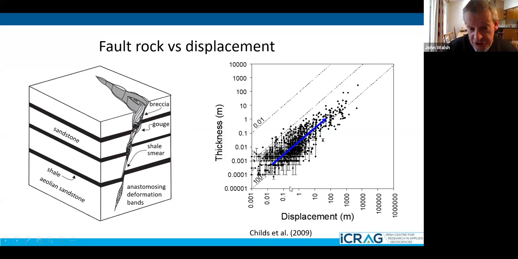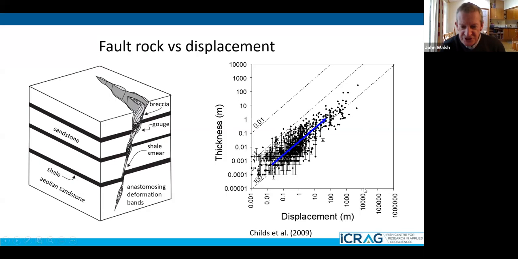But what about the faults again? I'm going to get back to this. This is the plot of thickness against displacement. And you can see these are on a logarithmic plot. As a fault gets bigger displacements, it gets more fault rock. Now, it's on a log-log curve, and that covers a multitude of sins. It's very forgiving. But we have to plot them.